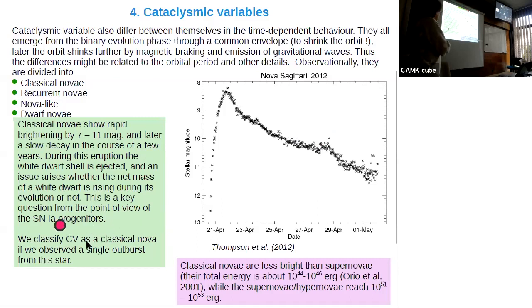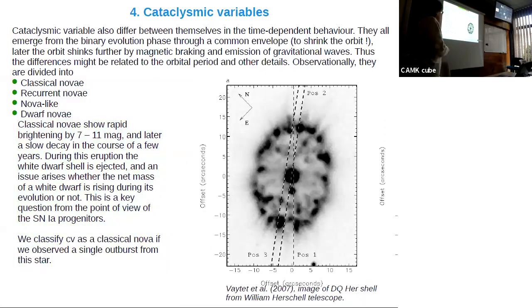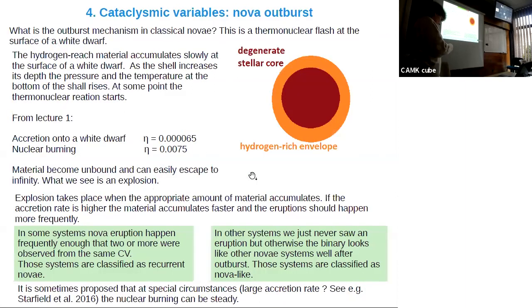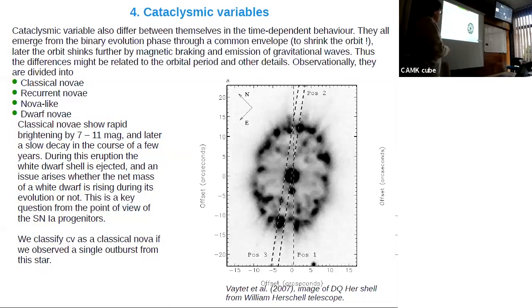So we classify a source as a classical nova if we have one such outburst in the system. So it's an observational classification. We see what happened, because if we wait a few years, we can now make a map of the system, and you see that the envelope is expanding. This was done in the infrared for the Hercules star using the William Herschel Telescope. So you see, it's really ejection. There are no doubts about it. The envelope of the white dwarf is ejected.